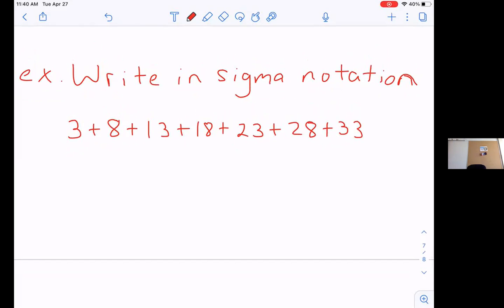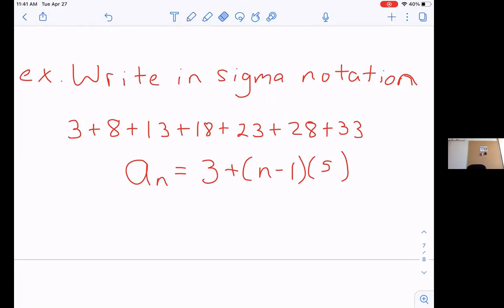So let's figure out the equation. Okay, it's arithmetic. What's our value of d? What's our d value? Come on, guys. 5, yeah, so d is 5. So our formula is going to be a sub 1, which is 3, plus n minus 1 times 5. That's going to go in our sigma.